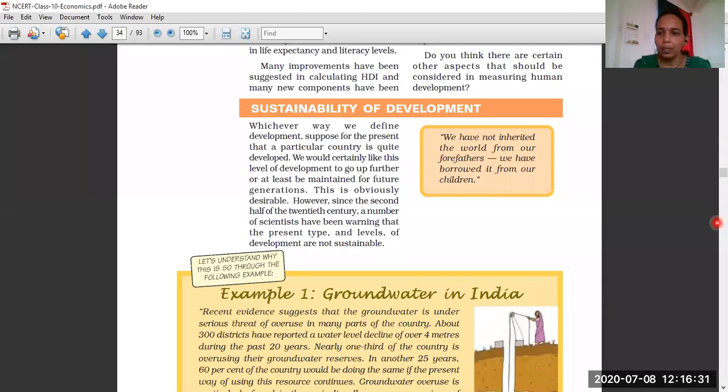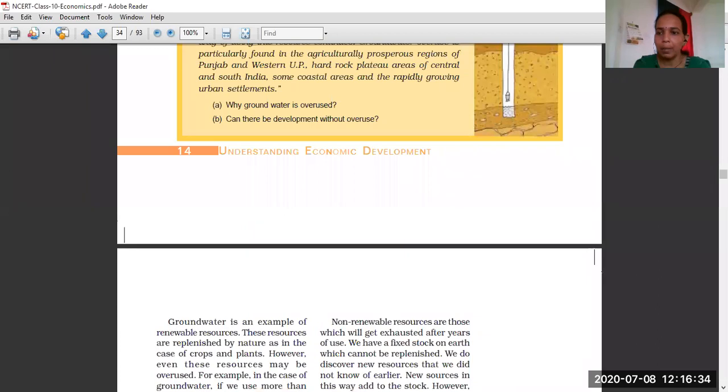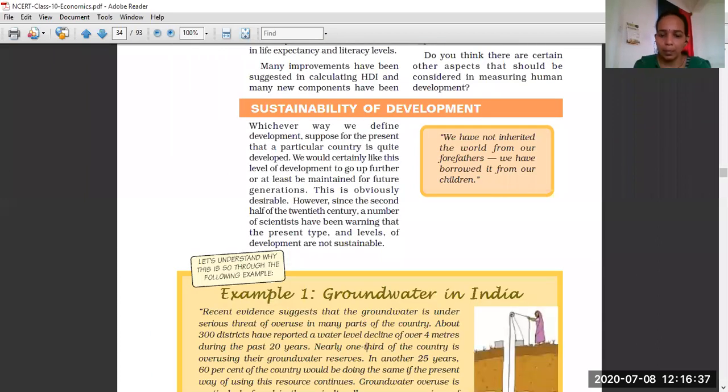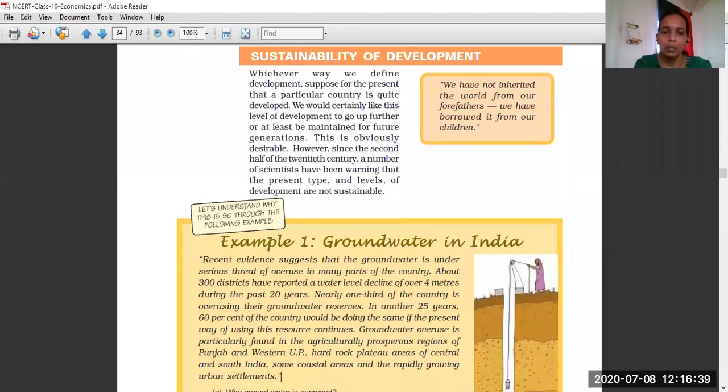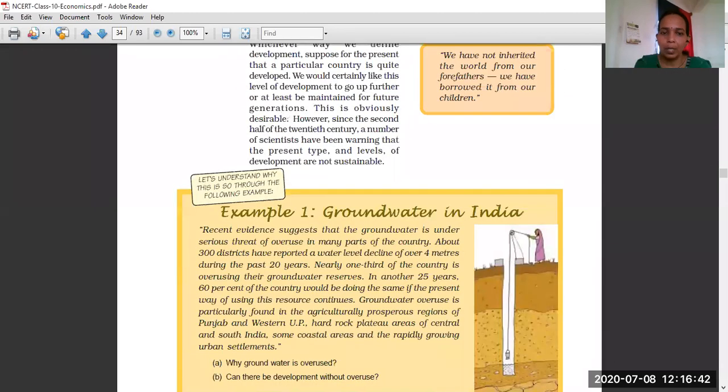Example 1, groundwater in India. The level of groundwater is decreasing day by day. In the earlier days, water from wells was available very easily. But nowadays, the bore has to go very deep, and only then is water found. It means the groundwater level is decreasing day by day. Earlier, maybe 100 years ago, it was here, but now it has decreased to here. In this way, it is decreasing.